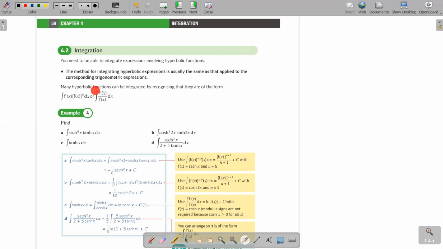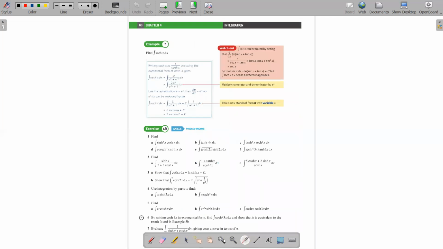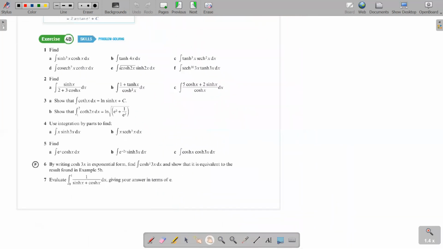They say many hyperbolic functions can be integrated by recognizing that they are of the form f dash x times fx to the power n, or f dash x over fx. So basically the last two rules of our integration. By using these two rules, many integration questions can be solved quite easily. Let's see what we are talking about here. We'll start with exercise 4b. Let's start with the first question.